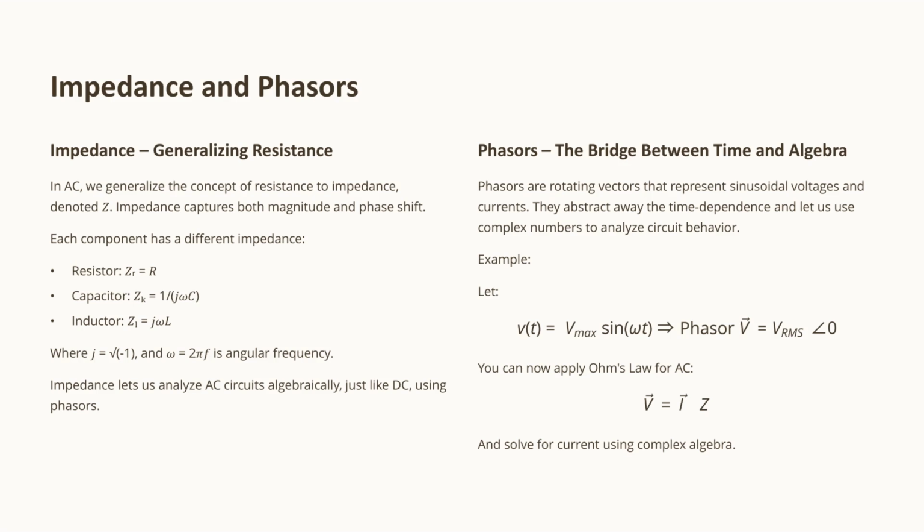In AC, we generalize the concept of resistance to impedance, denoted by the capital letter Z. Impedance captures both magnitude and phase shift. Each component has a different impedance. A resistor has an impedance equal to its resistance. A capacitor's impedance is equal to 1 over j omega C. And an inductor's impedance is equal to j omega L, where j is the square root of -1 and omega is 2 pi f, which is the angular frequency. Impedance lets us analyze AC circuits algebraically, just like DC, using phasors.